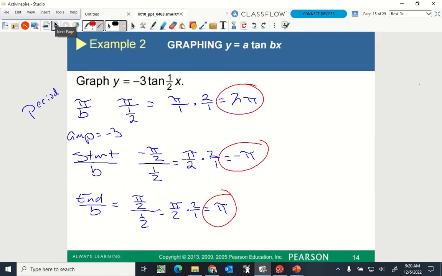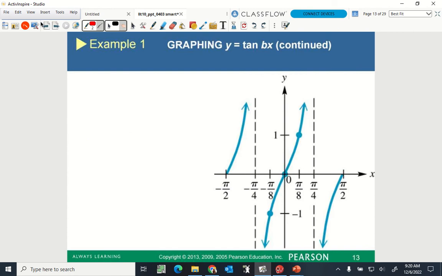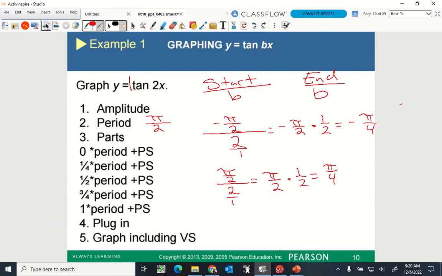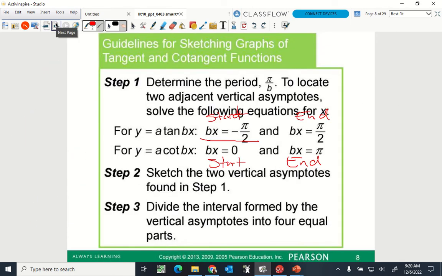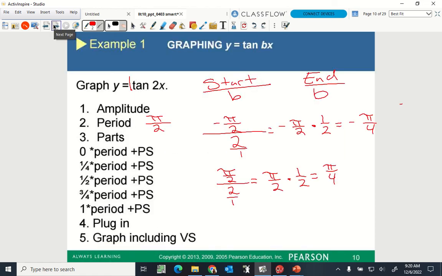Okay, I'm looking at example 2. Start divided by b. End divided by b. But tangent has a different start and end than cotangent. Here it is, right here. So cotangent has a start at 0 and an end at pi. So we're going to do that next: start divided by b, end divided by b.